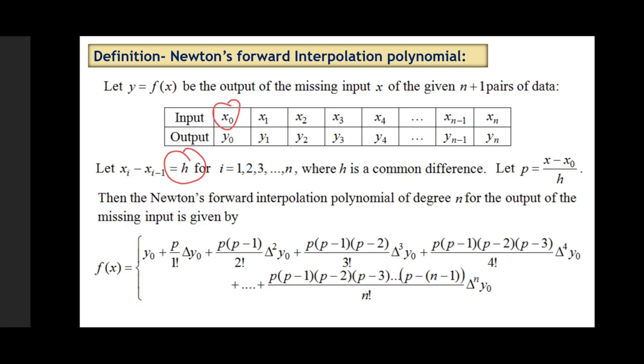For example, if the x values are 10, 20, 30 and 40, then 20 minus 10 is 10 and 30 minus 20 is also 10. Therefore, 40 minus 30 is also 10. So the common difference is 10. This is the h value, and the value p is calculated using the formula p equals (x minus x naught) by h. After finding the value of p, we apply it in the interpolation formula along with the forward differences from the difference table.